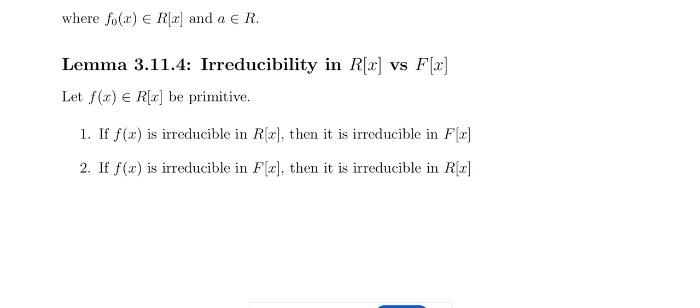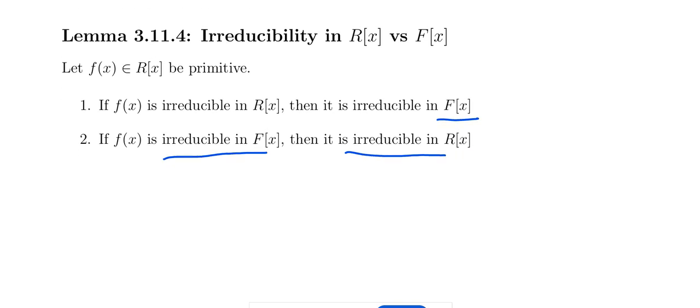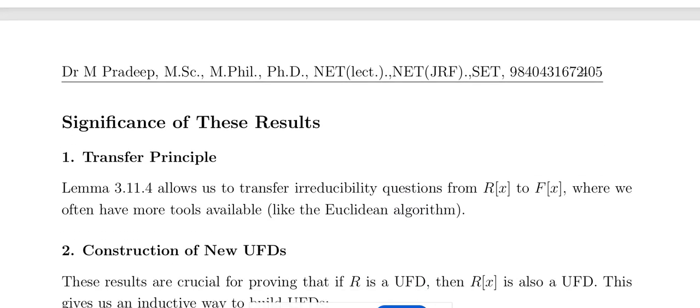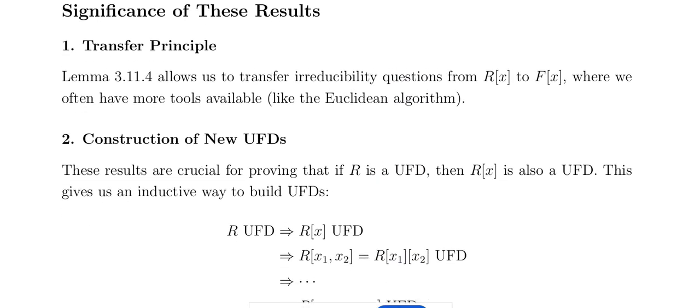Irreducibility in R[x] versus F[x]. Let f(x) in R[x] be primitive. If f(x) is irreducible in R[x], then it is irreducible in F[x]. And if f(x) is irreducible in F[x], then it is irreducible in R[x].